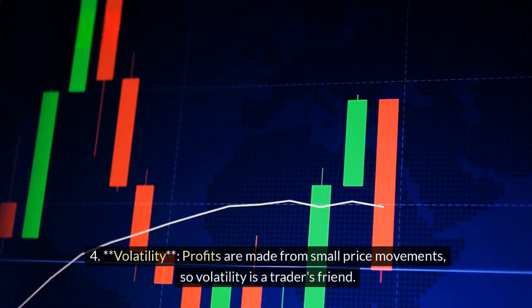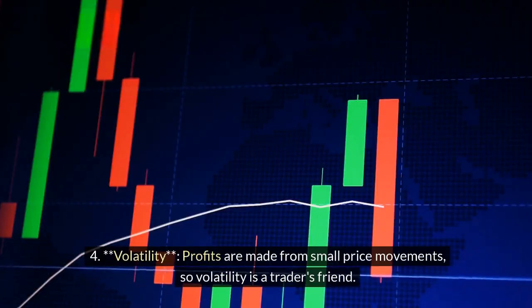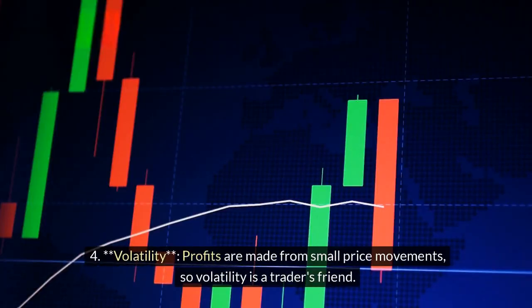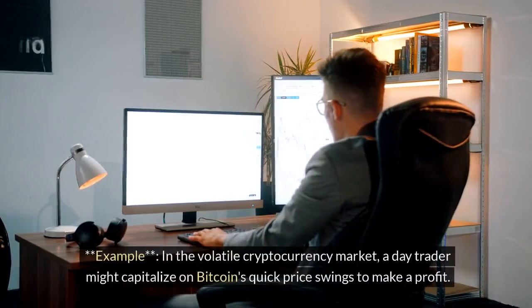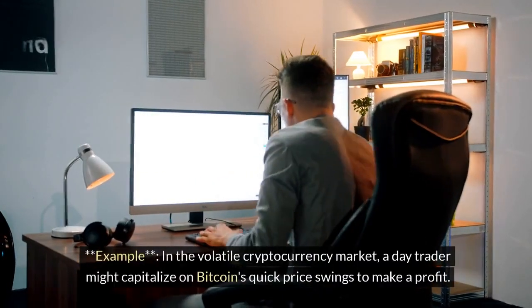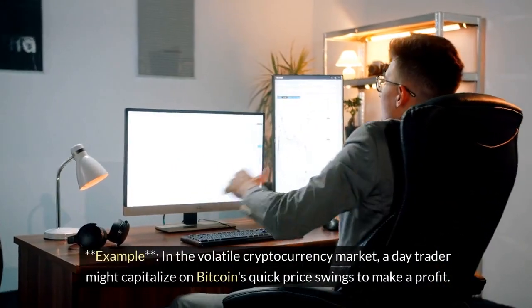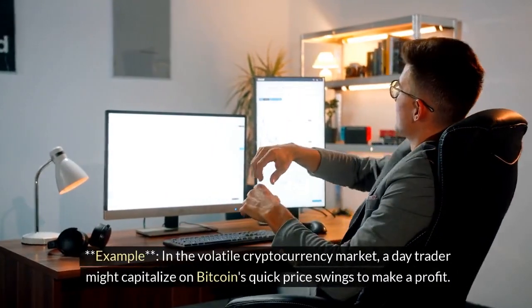4. Volatility. Profits are made from small price movements, so volatility is a trader's friend. Example: in the volatile cryptocurrency market, a day trader might capitalize on Bitcoin's quick price swings to make a profit.